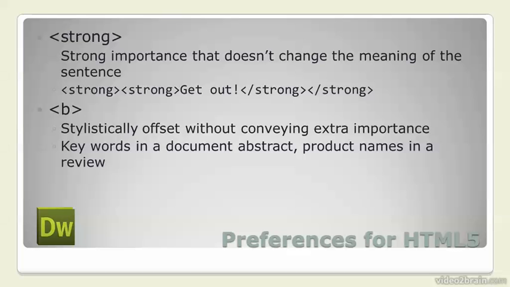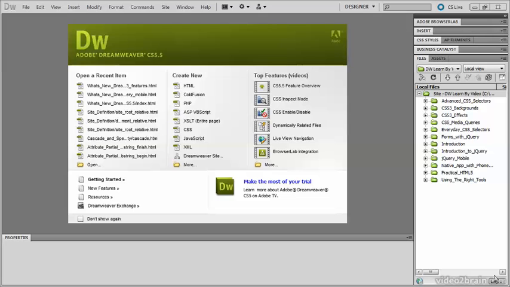The b tag is redefined as being stylistically offset without conveying extra importance, keywords in a document abstract, product names in a review, something like that. So let's change the preferences in Dreamweaver to work with HTML5.